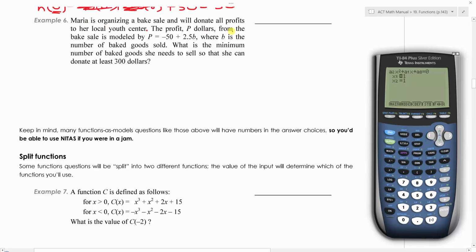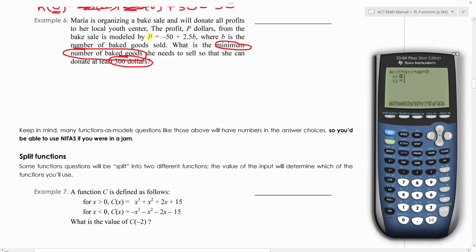The profit, P dollars, from the bake sale is modeled by P equals -50 plus 2B, where B is the number of baked goods sold. What is the minimum number of baked goods she needs to sell so that she can donate at least $300? So notice the notation is a little bit different here.